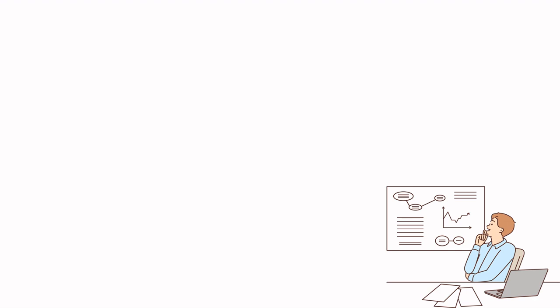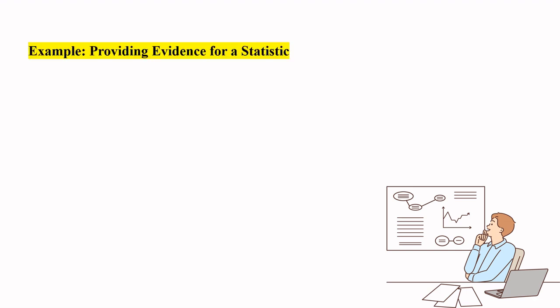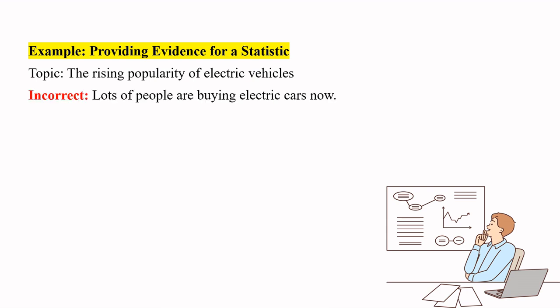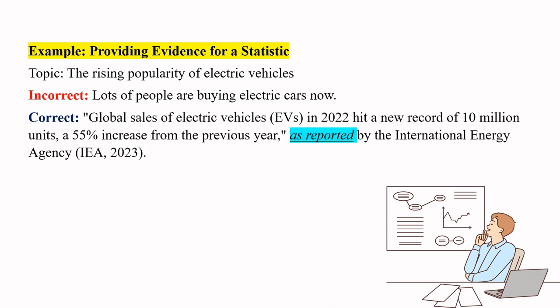Another example, providing evidence for a statistic. Imagine your expository text discusses the rising popularity of electric vehicles. You want to back up a claim about increased sales. Incorrect. Lots of people are buying electric cars now. Correct. Global sales of electric vehicles, or EVs, in 2022 hit a new record of 10 million units, a 55% increase from the previous year, as reported by the International Energy Agency. IEA 2023.